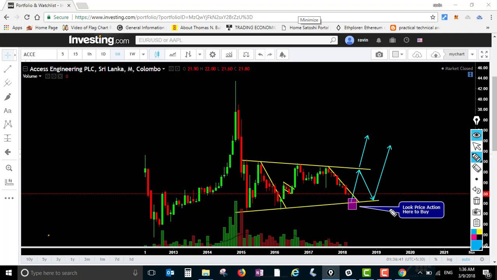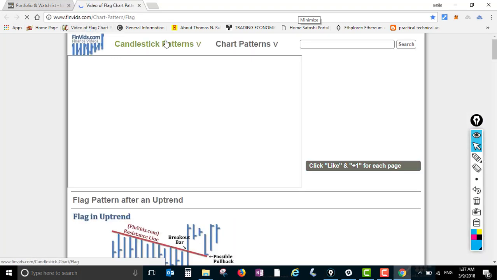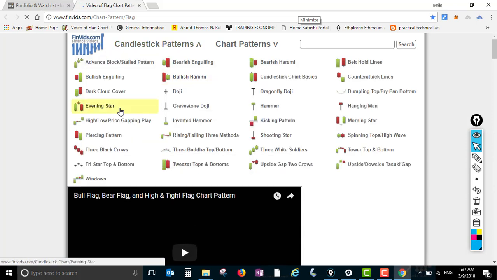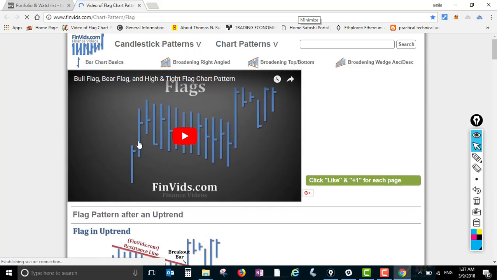In future I will teach you in depth how to read indicators, how to go through the patterns, what kind of patterns there are, reversal patterns, continuation patterns, a lot of patterns, and what resources you want to refer to. At the moment I have given you finvids.com. You go there and find out what the candlestick patterns and chart patterns are.